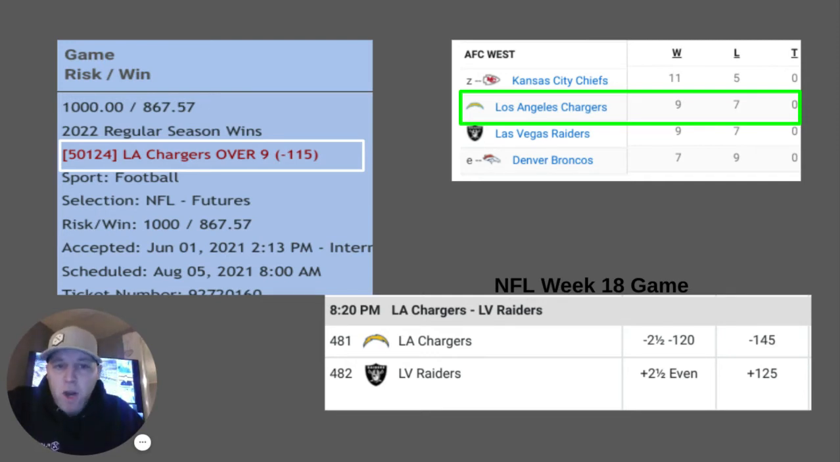Now, technically, I'm not at risk of losing money, because if the Chargers do lose this game, the bet is a push, which actually played a big role in why I made the bet. Because of the push probability, that's a pretty big difference. But that's a different lesson.